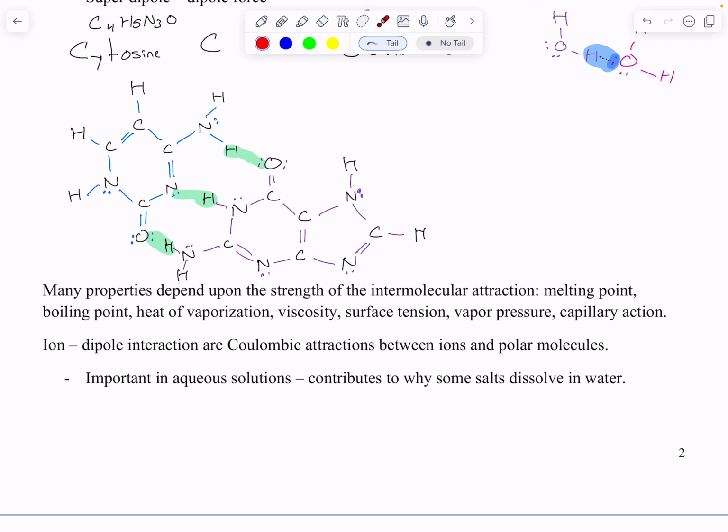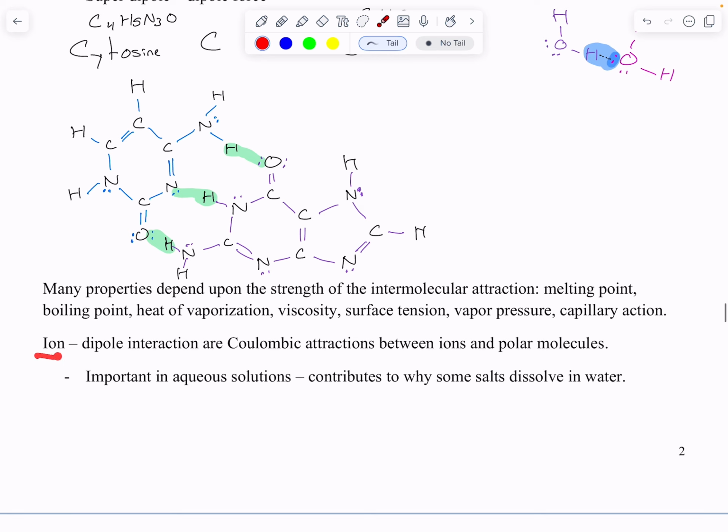whereas not everything does. And then there's kind of a fourth interaction that's not an intermolecular force: ions and dipoles, right? These are very important for making aqueous solutions, solutions in water. It contributes to why some of the salts dissolve in water.